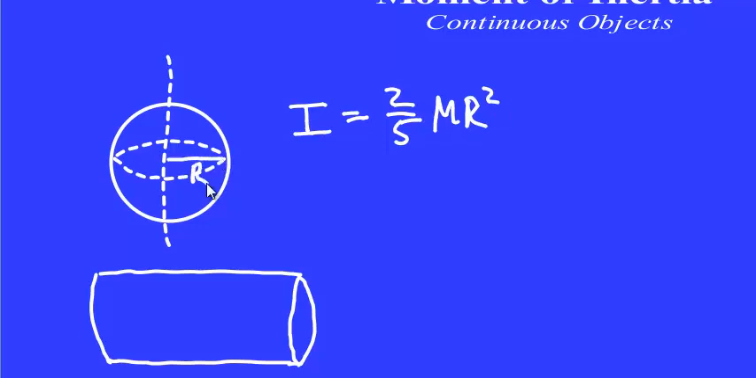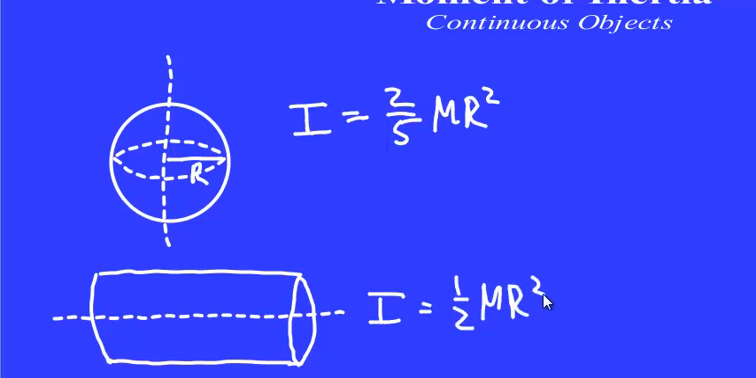This is given in your book as 2/5 mr squared: mass times the radius of the object squared, times 2/5. And for the cylinder, we have the moment of inertia through this axis here as 1/2 mr squared. So different shapes are going to have different terms. As you work with these, you're going to get familiar with them. You're going to memorize a lot of them.